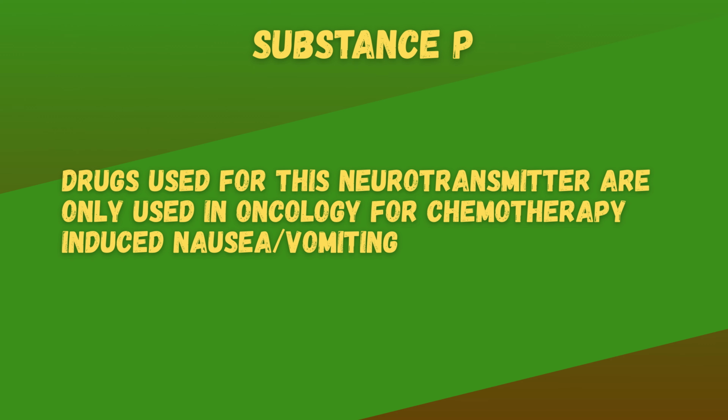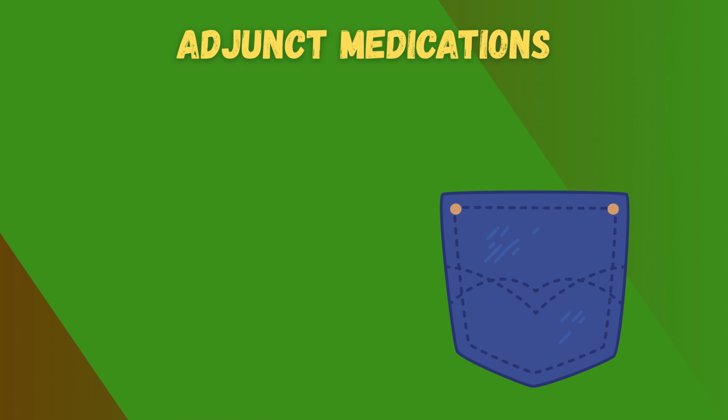The fifth neurotransmitter I mentioned at the beginning of the video was substance P. However, drugs used to block this neurotransmitter are only used in oncology for chemotherapy-induced nausea and vomiting, so I will not review it any further here. Aside from the antiemetics I have listed thus far, there are some adjunct medications that are sometimes used.